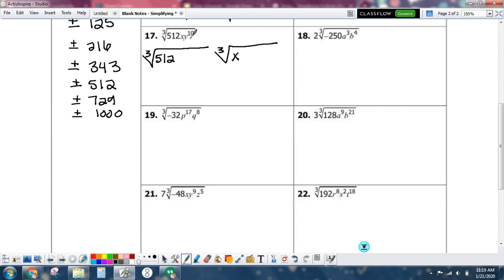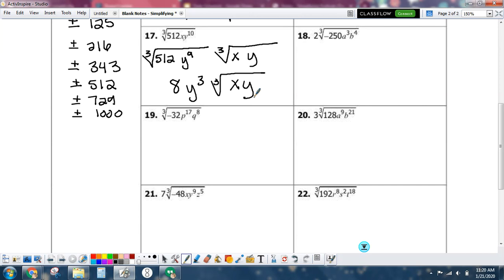But y to the 10th, I know that 9 is a multiple of 3. So I'll do y to the 9th, and then the extra one goes over here. So now I can go ahead and solve this, and the cube root of 512 is 8. And then 9 divided by 3 is 3. Then bring over my cube root of xy.